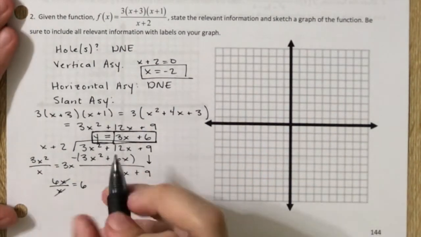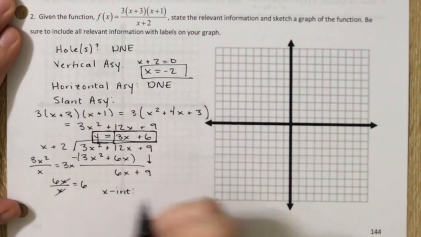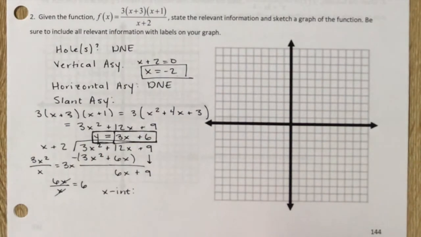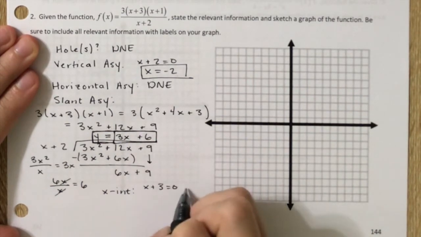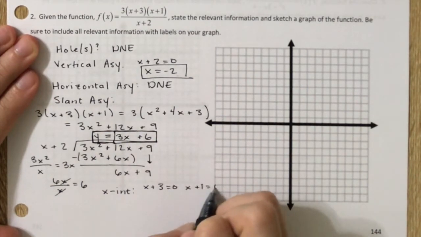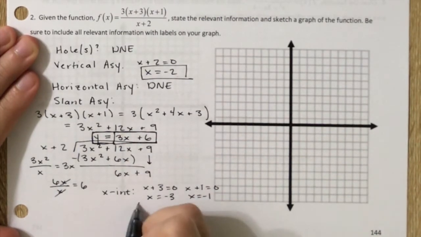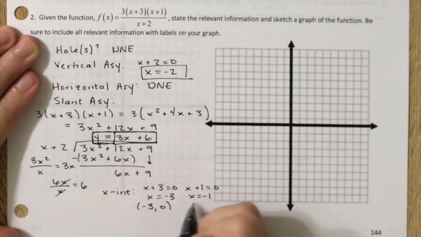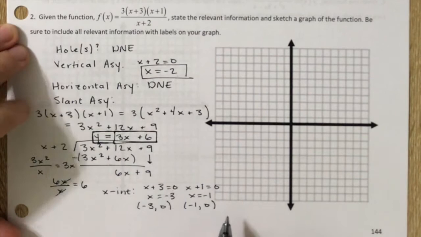Last but not least, we need to find any intercepts if they exist. So x-intercepts, those come from the top, right? The factors of the numerator that give us a zero. So that's x plus 3 and x plus 1. So we get -3 and -1. Of course, we need to write them in coordinate point form. So we get (-3, 0) and (-1, 0).